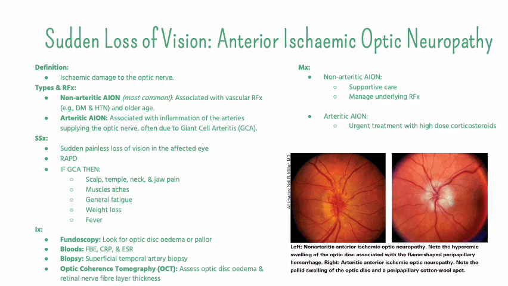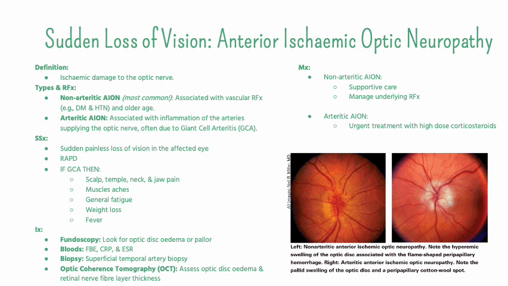Anterior ischemic optic neuropathy, or AION, is the ischemic damage to the optic nerve. There are two main types: non-arteritic AION, which is the most common type and is associated with vascular risk factors and older age. Secondly, there's arteritic AION, which is associated with inflammation of the artery supplying the optic nerve, often due to giant cell arteritis.